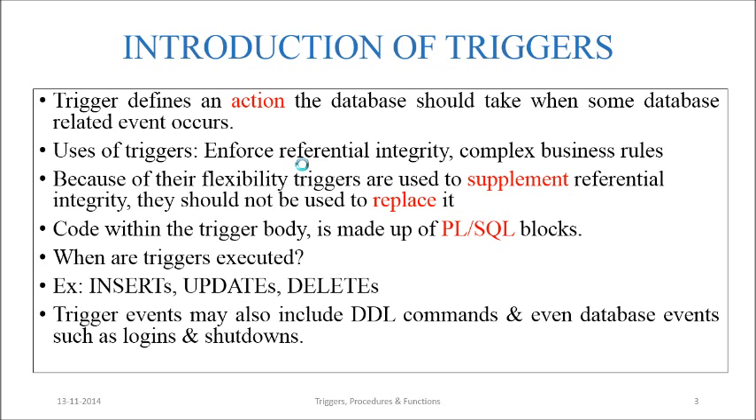So what is the necessity of these triggers? Triggers have a vast variety of uses. The main important uses of these triggers are that it enforces the referential integrity constraints and also enforces the complex business rules. Because of their flexibility, triggers are used to supplement referential integrity, but they should not be used to replace it. When enforcing the business rules in an application, we should first rely on the declarative referential integrity available. Use triggers only to enforce rules that cannot be coded through the referential integrity.